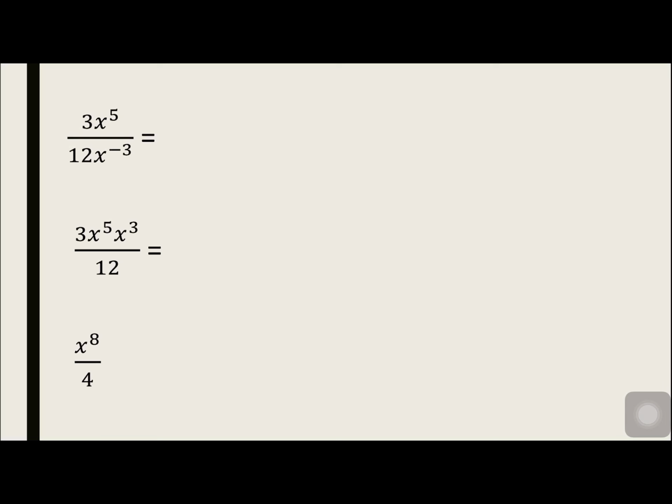You can also write out all those x's. You'd write 5. You'd write 3 more beside it. 5 plus 3 is 8.